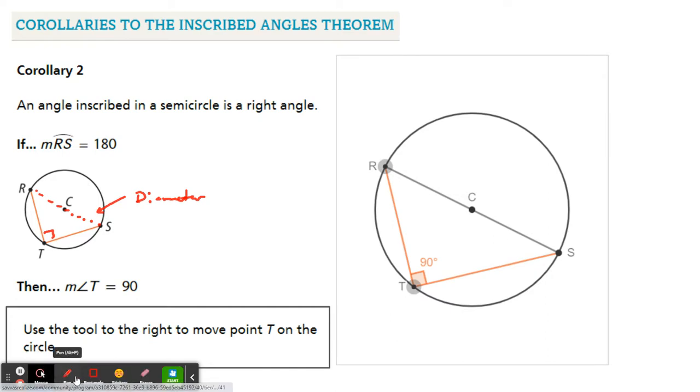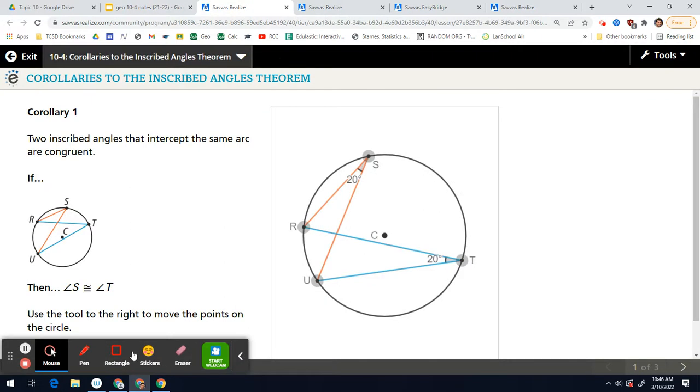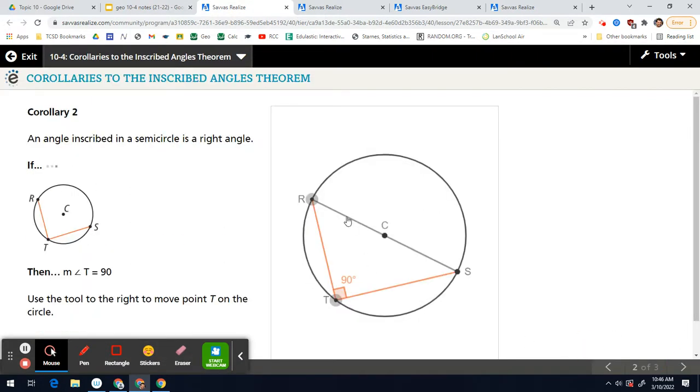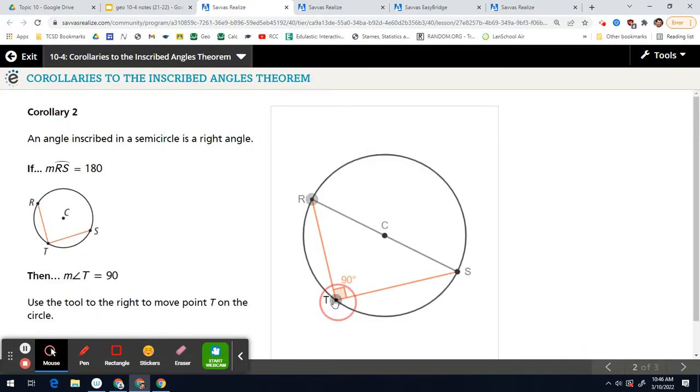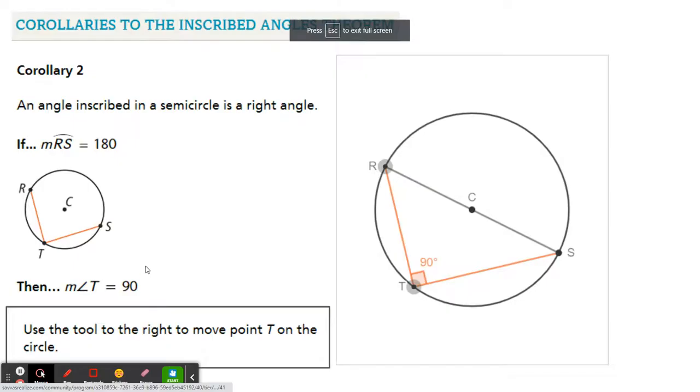All right, so let's go back to Desmos and investigate this idea. If I move T around, it doesn't matter where T is, as long as it's inscribing RS, it's going to remain 90 degrees. Okay, and then the last one is the quadrilateral idea.